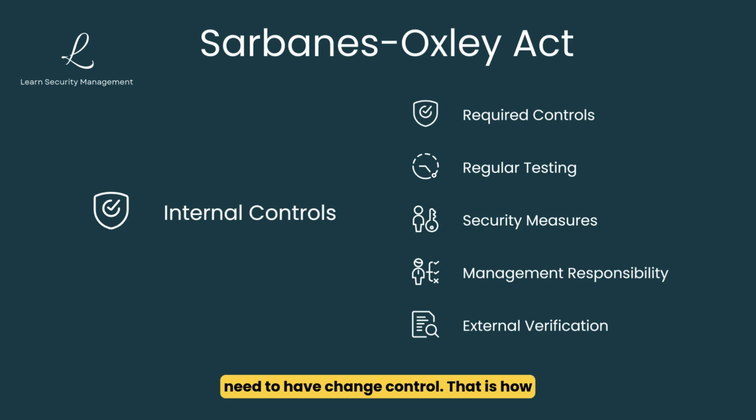They need to have change control, that is, how systems are updated, ensuring that changes don't compromise security or accuracy. They also need to have monitoring in place to detect unauthorized activity, watching for any unusual behaviors that might indicate tampering. Executives must certify these controls are effective. They can't claim ignorance if a control fails. As part of the mandatory internal control framework, we've also got external verification. That is, independent auditors must review and confirm the controls work properly. Third-party validation provides accountability.